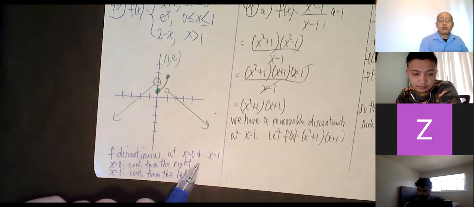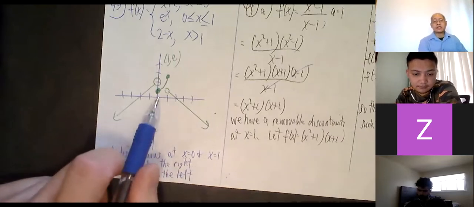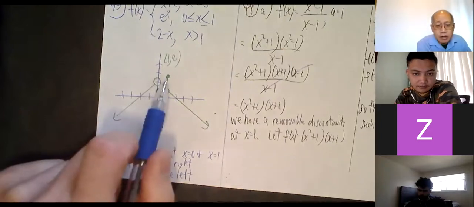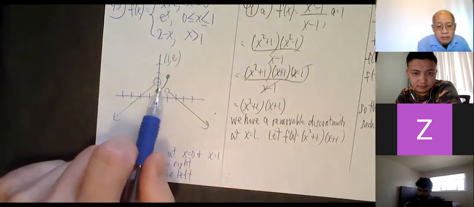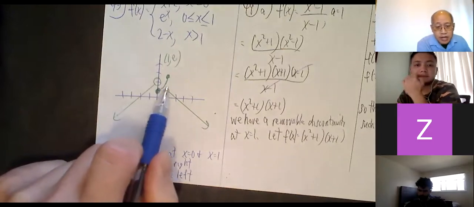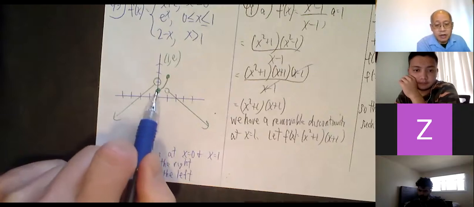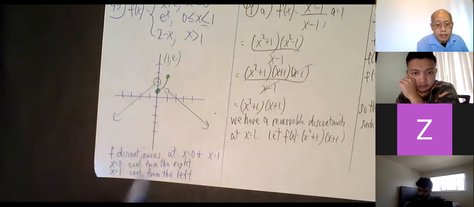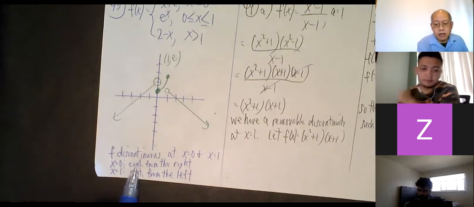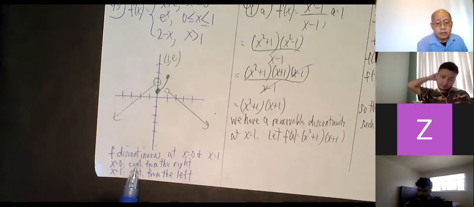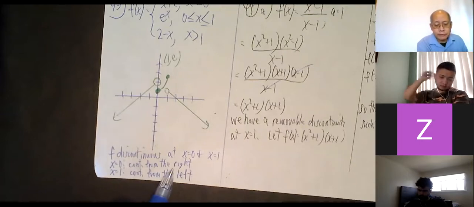And then it asks for one-sided continuity at these points. So let's look at x equals 0. It looks like it's continuous coming from the right, because if I come from the right, I actually hit f of 0. Not so on this side. So at x equals 0, cont, my abbreviation for continuous, from the right. You may use that abbreviation also.